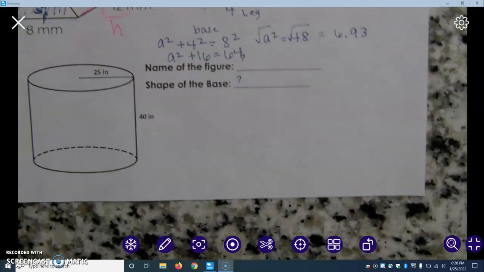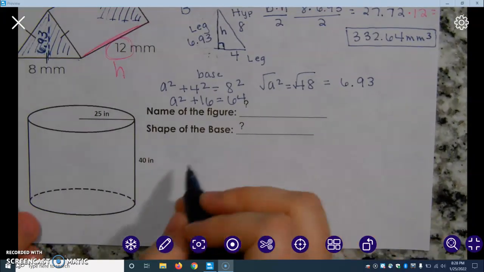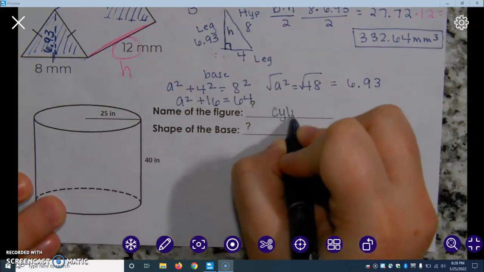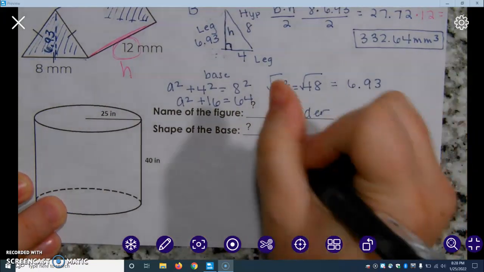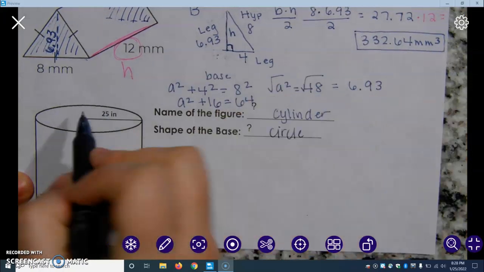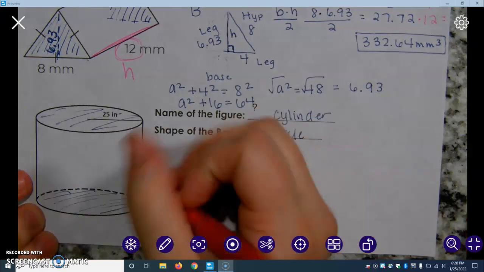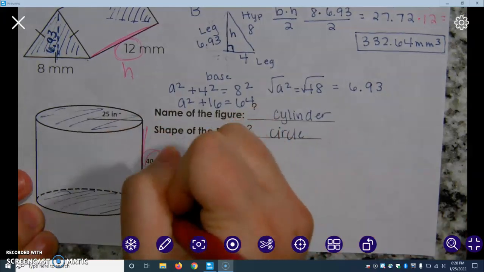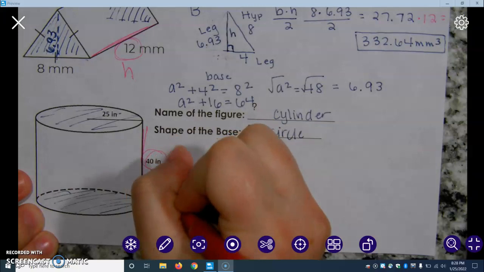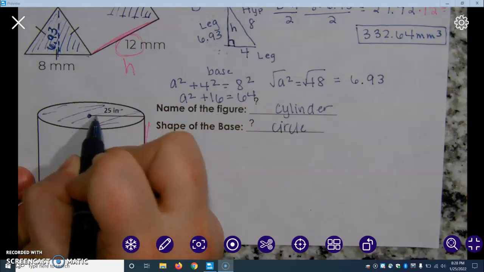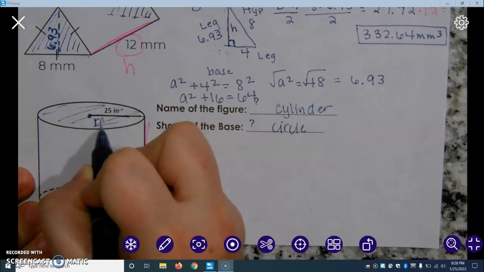All right, so my last one, technically not a prism, but it still has the same, it's like in the same family. So this is a cylinder. The base is a circle. Here's one base, my parallel base. So 40, since that's in between the bases, this is the height of my cylinder. So the radius is 25.